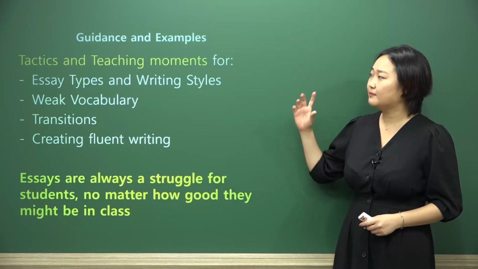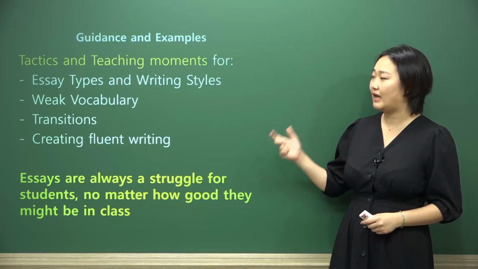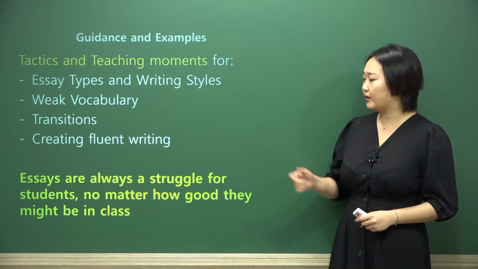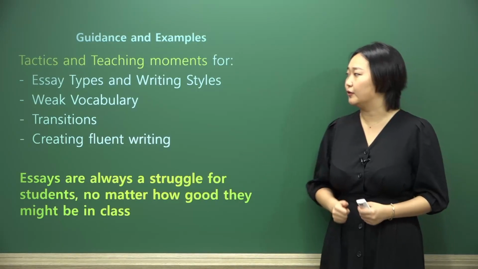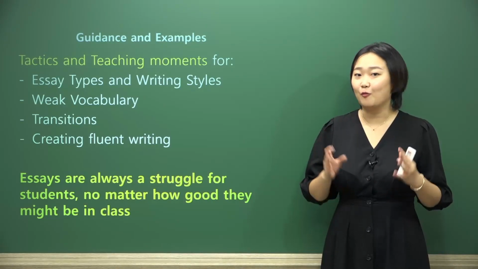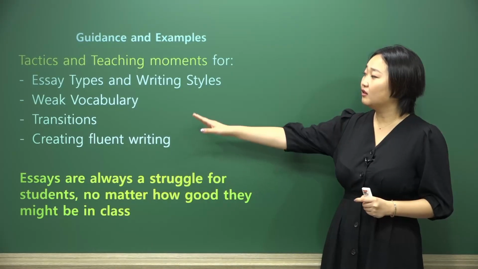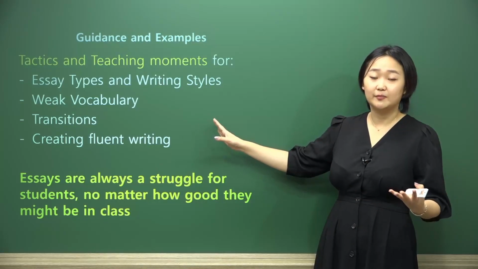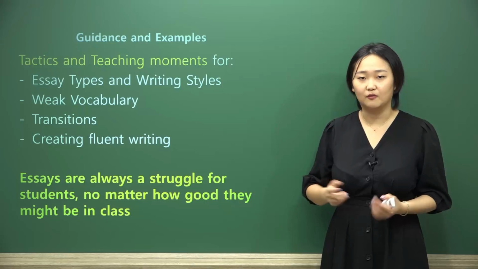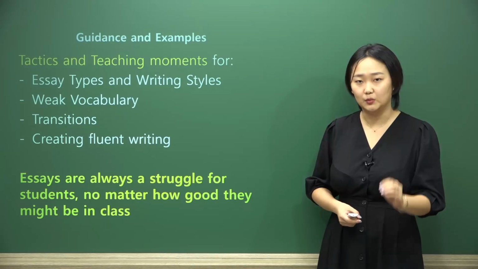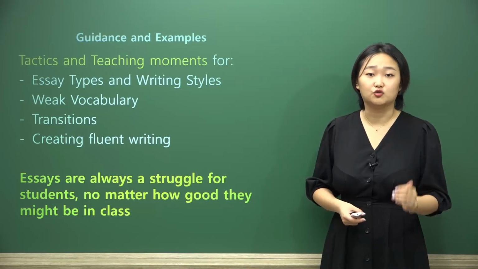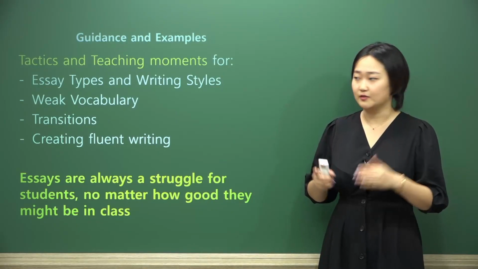And so guidance and examples when we're talking about this, the teaching and tactics that we will be looking at will be essay types and writing styles, weak vocabulary, transitions, and creating fluent writing. Again, looking at all these styles, using them as a foundation to figure out what exactly we want to achieve, along with weak vocabulary. This also tends to be a very big issue for many students. This might be because they use too simple of words and the complexity starts to dwindle by the time they get into middle or high school. And again, that is where we start to drop in terms of scholastic levels.